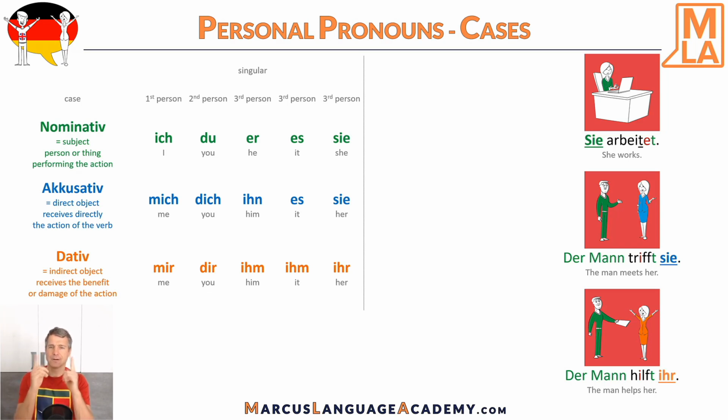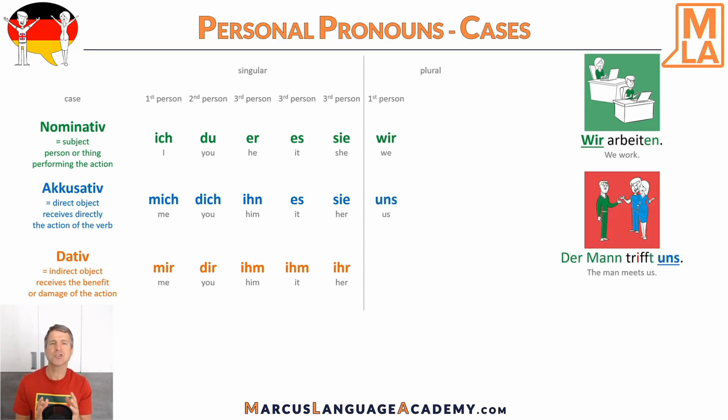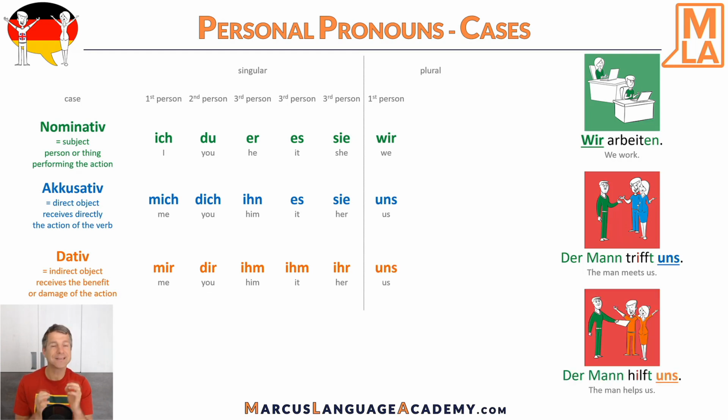So now let's see what happens for the first person plural. The nominative here is wir, we. Wir arbeiten, we work. The accusative changes to uns. Der Mann trifft uns. The man meets us. And the dative pronoun is the same like in accusative. Der Mann hilft uns. The man helps us.